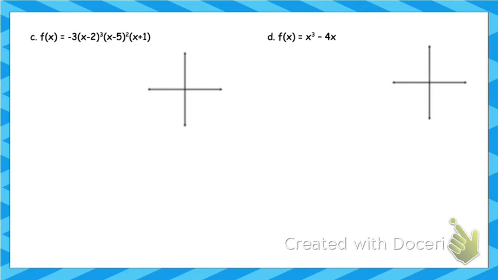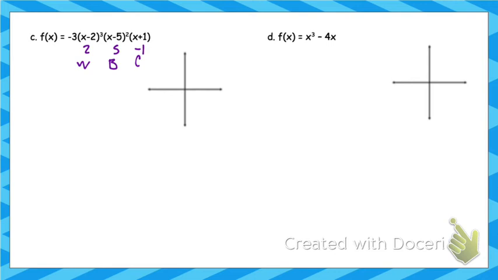All right, so let's get our zeros. 2, 5, negative 1. Exponent is 3, so we wiggle. Exponent is 2, so we bounce. Exponent is 1, so we cross.